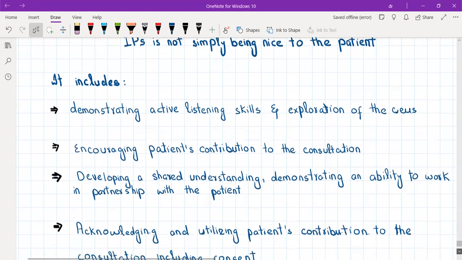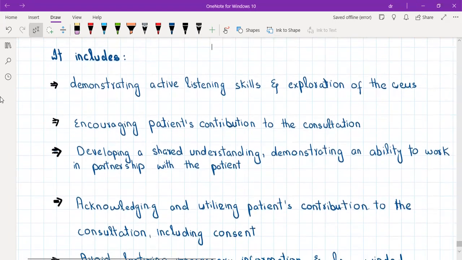So basically, the first point that I need to talk to you about is demonstrating active listening and exploration of the cues. Before discussing this, let me tell you a bit about sympathy and empathy, because people keep on saying, oh, you need to be empathetic, you need to show empathy to the patient. But they don't really know what empathy means and how it is different from sympathy. Sympathy is basically you expressing your emotions to the situation of the other person. So for example, if a person is going through a lot of pain, you tell the patient, I'm sorry to hear that, I'm sorry that you are feeling chest pain.